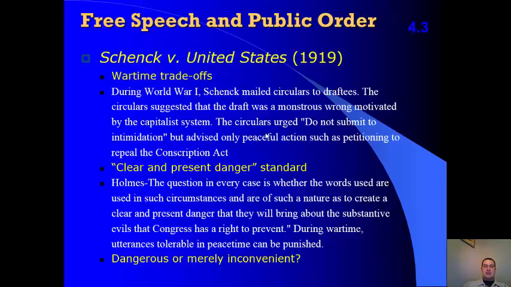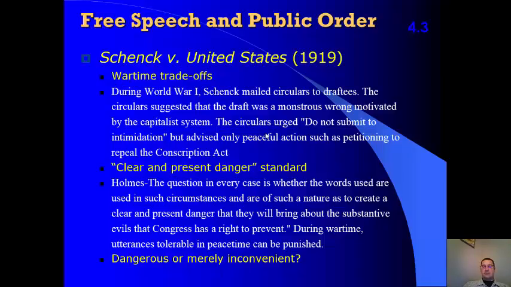So Schenck v. United States. During World War I, Schenck mailed circulars to draftees. The circulars said do not submit to intimidation to be drafted, but only peaceful actions such as repealing the Conscription Act. And so then the test was a clear and present danger standard. And so Oliver Wendell Holmes developed this standard.